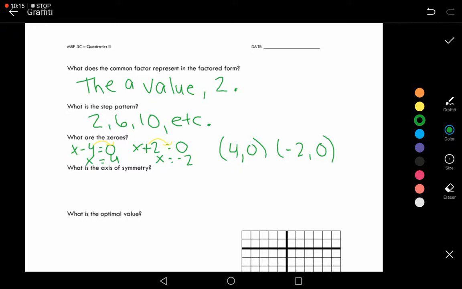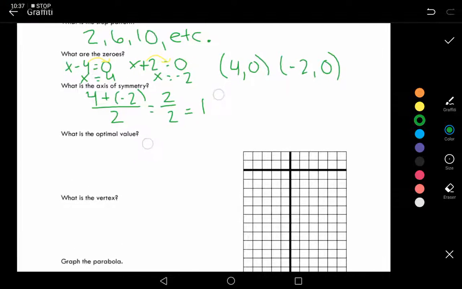Okay, next it's asking what is the axis of symmetry? So remember, to find the axis of symmetry, we add those two values together and divide them by 2. So 4 plus negative 2 is the same as 4 minus 2. So we have 2 over 2. So our axis of symmetry is 1. To find the optimal value, as we learned in the last lesson, we have to sub that 1 in for x and solve for y.